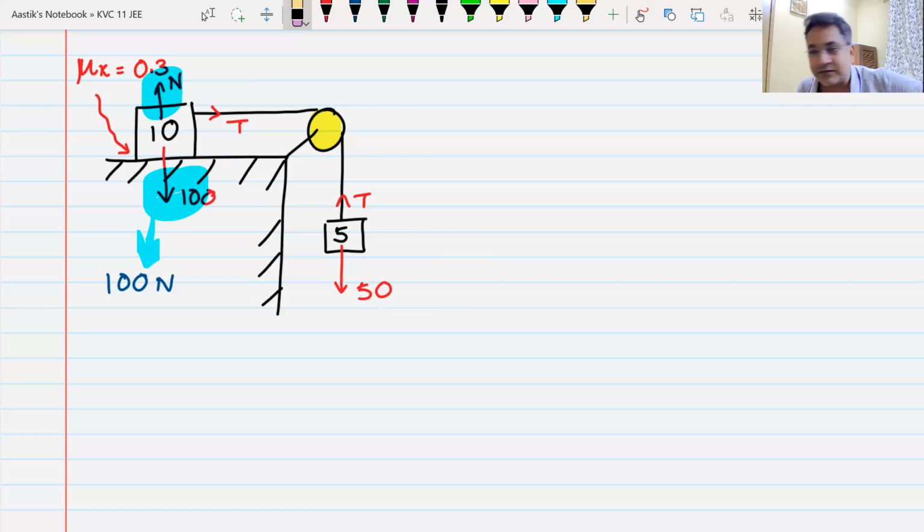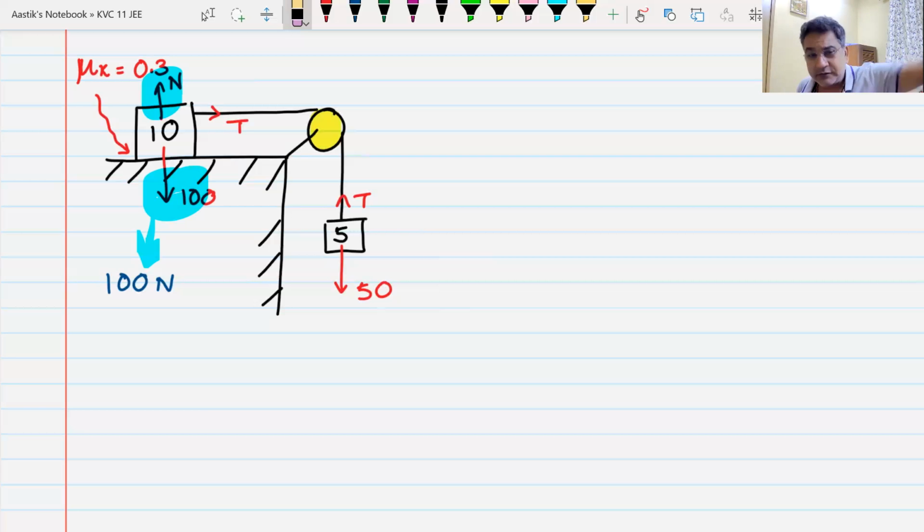The only way the system can move is downwards, because there is nothing pulling it upwards. Just because I put a 10 kg block, it's not going to pull it that side, because gravity is not working for it. It's kept on a horizontal surface. God is not going to pull it there. So let's not believe in God. Let's believe in Newton. And let's now do the problem correctly.